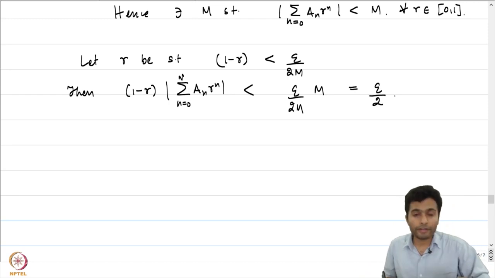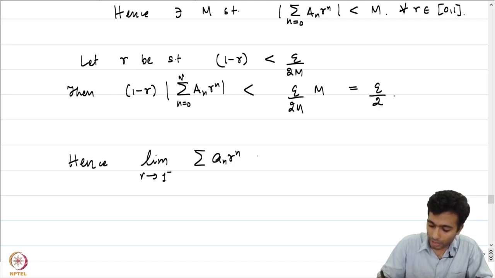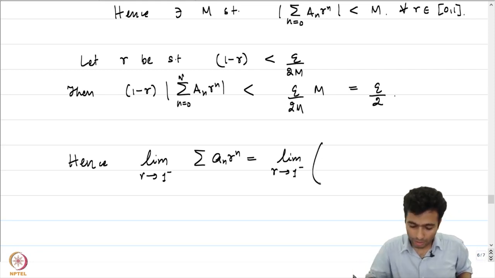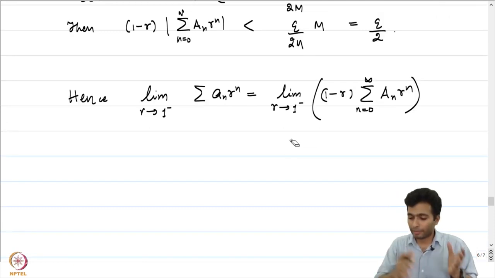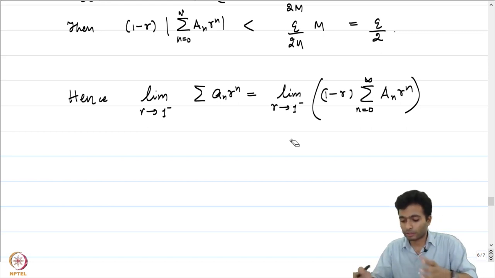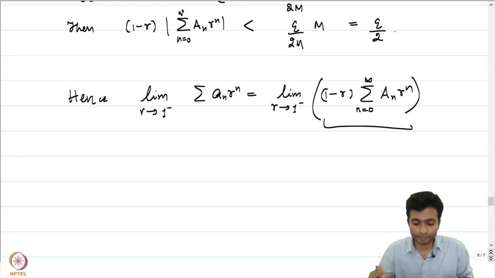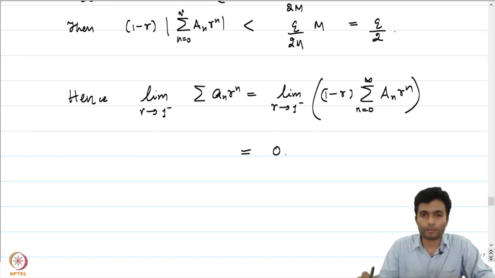So for r very close to 1, the limit as r goes to 1 minus of summation a n r to the power n is going to be the limit as r goes to 1 minus of 1 minus r times summation a n r to the power n. We just proved, by breaking it into two pieces, that for r sufficiently close to 1, the thing inside the bracket is less than epsilon, and hence the limit is equal to 0, and that's precisely what we had set out to do. And with this we complete the proof of Abel's theorem.